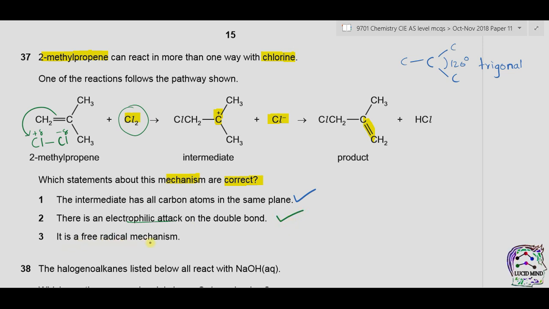3. It is a free radical mechanism. Now this is incorrect because no free radical is formed on the reactants as no UV light is present. In free radical substitution, chlorine free radicals would be formed. As options 1 and 2 only are correct, the answer is therefore B.